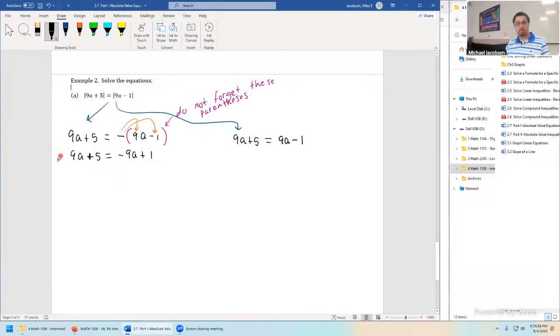Any questions to that step, folks? Navigating through the parentheses and the distribution.